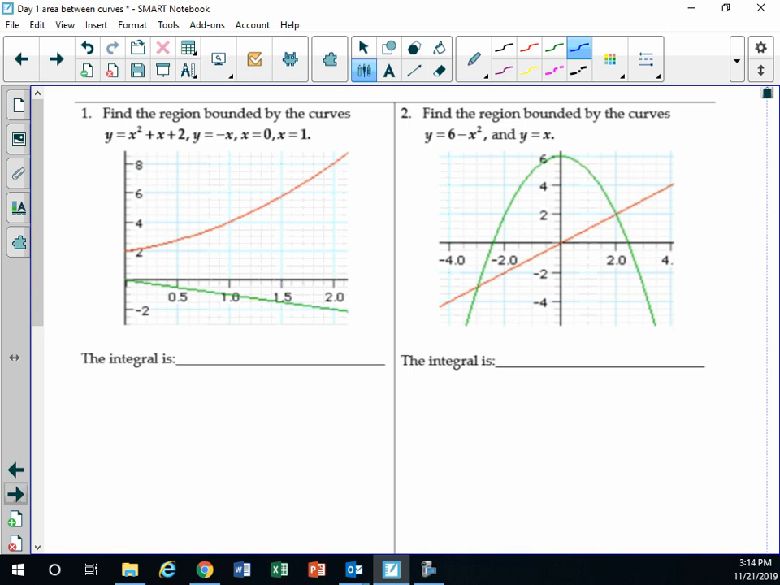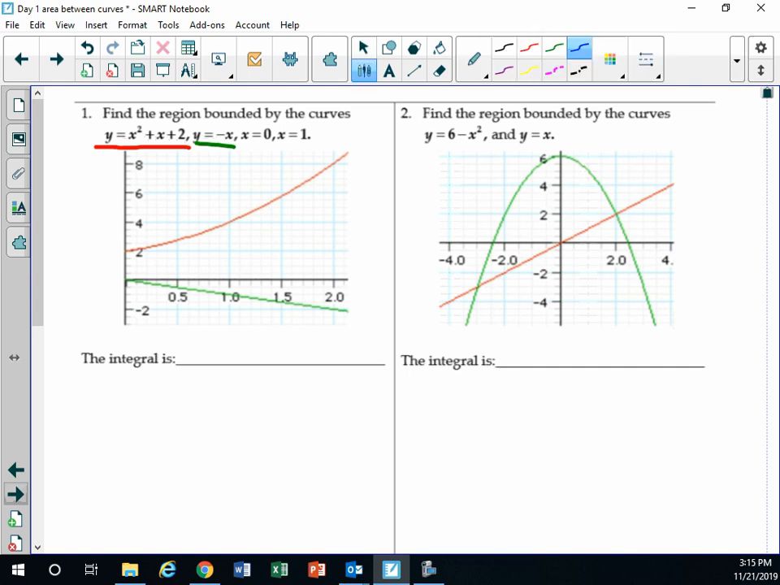So here's the first example. Example 1 says, find me the region bounded by the curves y equals x squared plus x plus 2, y equals negative x, x equals 0, and x equals 1. So y equals x squared plus x plus 2. I've actually graphed it for you. It's in red here. Y equals negative x. That's a line. That's in green.